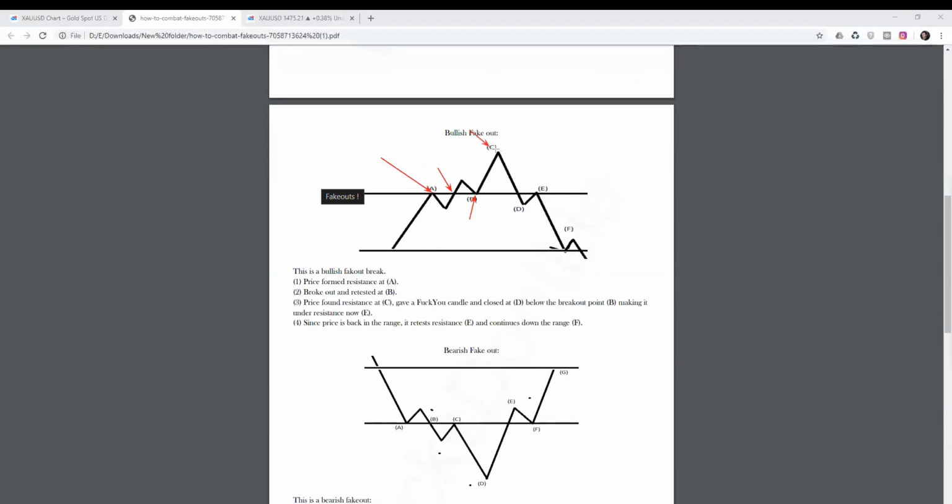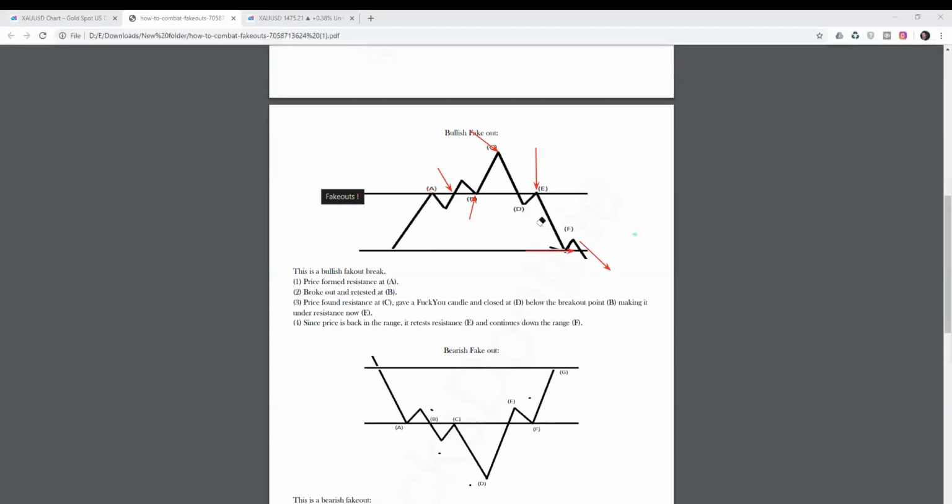Found resistance at A, at C, made a high, and then we had a big fuck you candle that closed back down at D, and then it retested the breakout point at E. The same resistance that was retested here and the same support that was retested here. And now there's a high chance the price will continue moving down and create a support at F, and if there's still momentum, it's going to continue moving down.